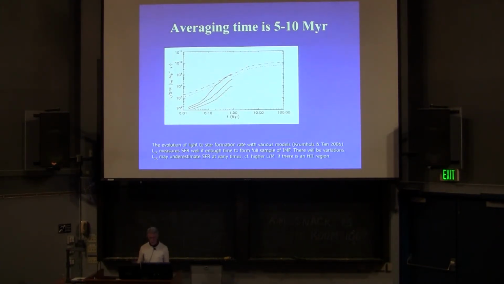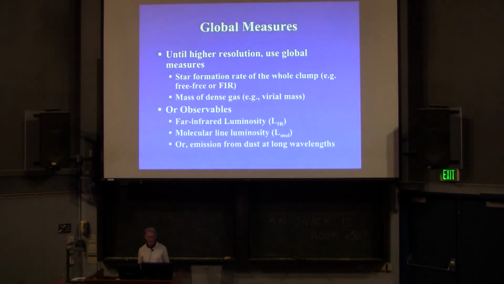And Mark and Jonathan Tan showed that when you do these H2 region probes, let's say using far infrared, you have to have objects which have been forming stars for some length of time, so your averaging time there is about 5 to 10 million years. Remember, the averaging time locally is about 2 million years. So there are lots of issues with trying to combine these things. Until we got better resolution, we're stuck with these primitive methods.